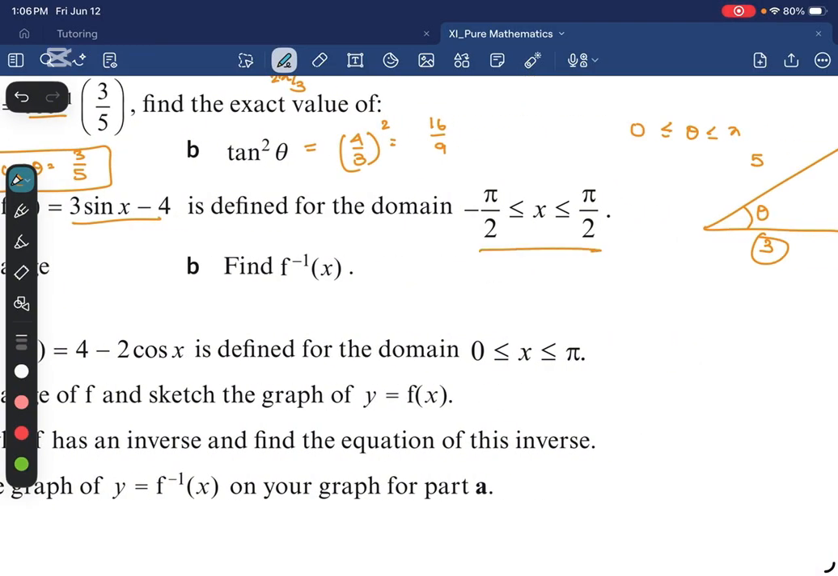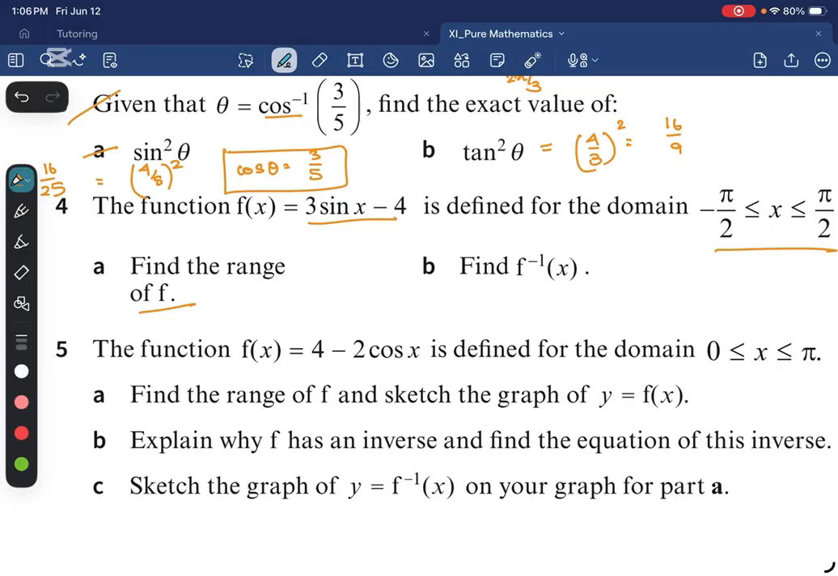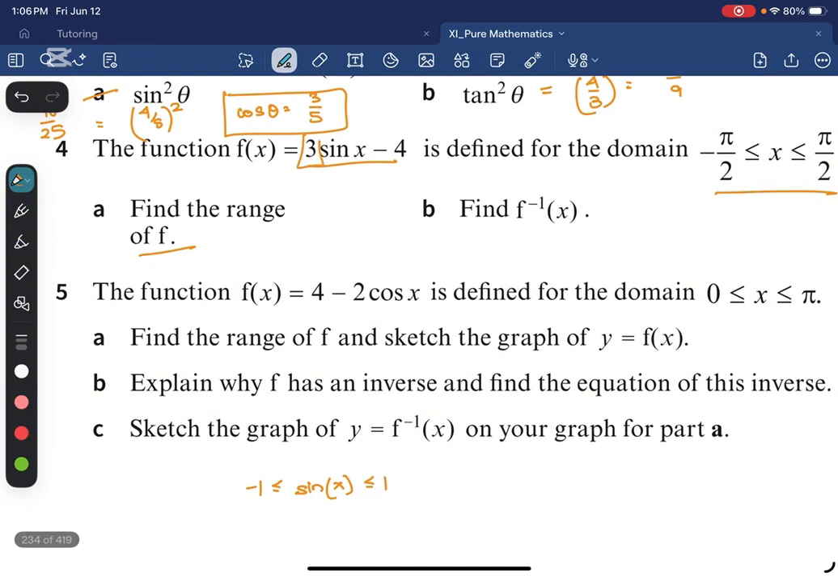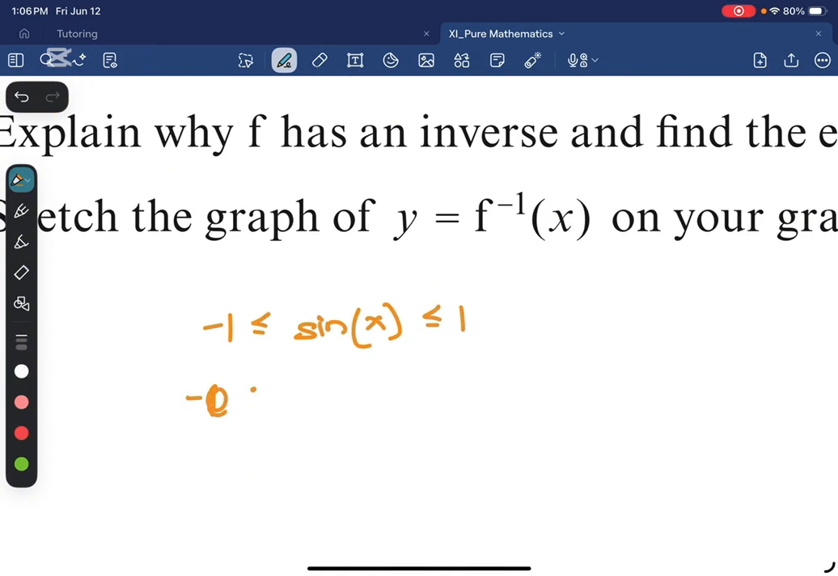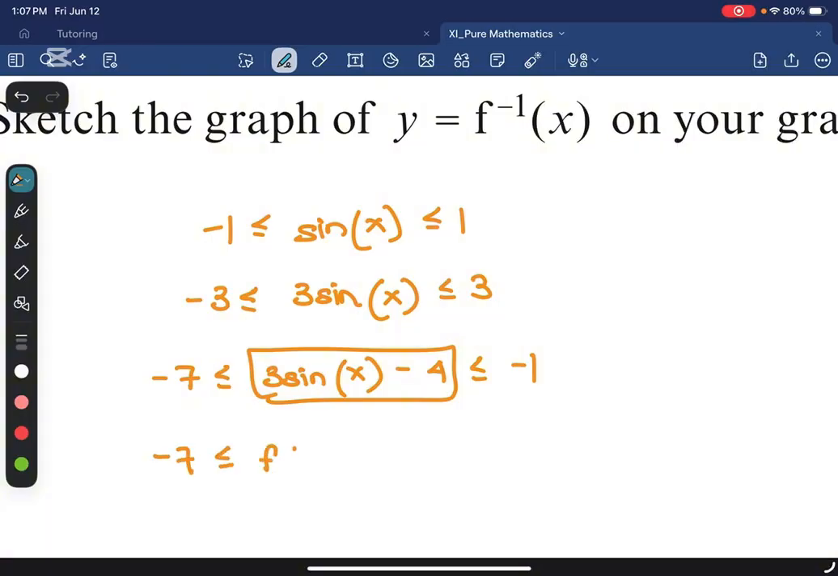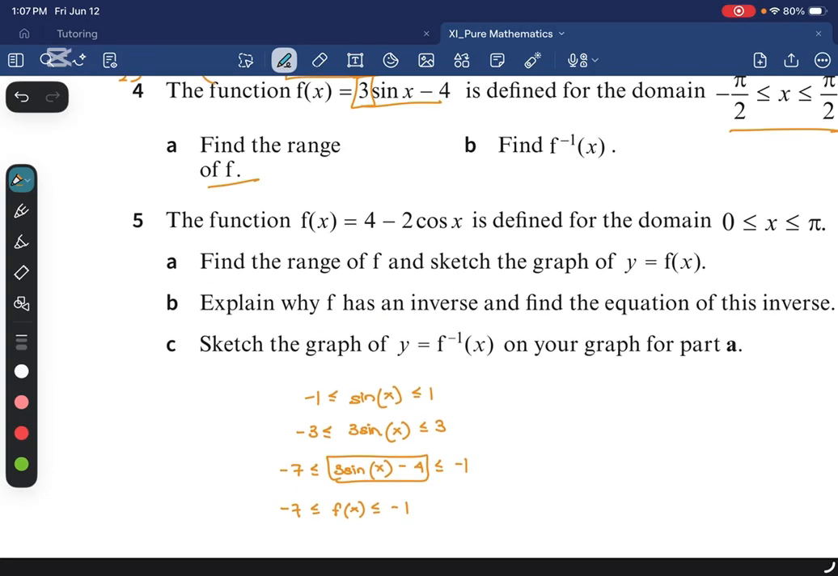All right, so for part a, we need to find the range of f. We know that sine of x is always between negative 1 and positive 1. So what if I multiply by 3, because I need to get 3 sine of something? If I multiply by 3, because I'm multiplying by a positive value, my inequality direction does not change. So I get this. And now I need to subtract 4, so I am going to get this expression. And this is my function. So my range is just going to be this.